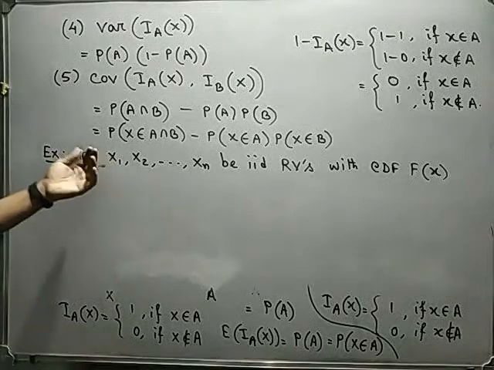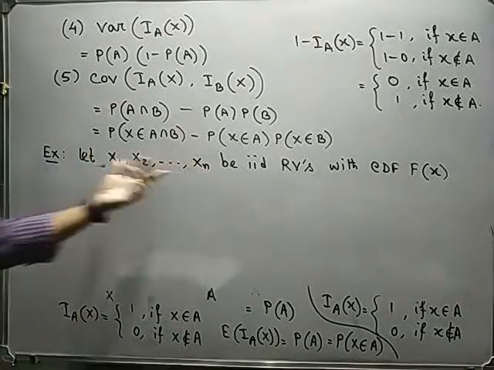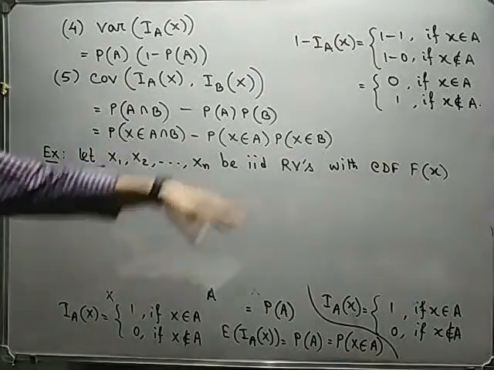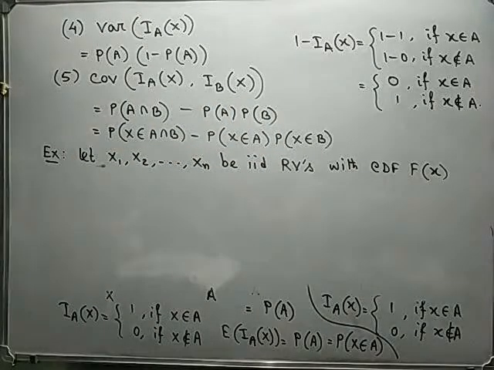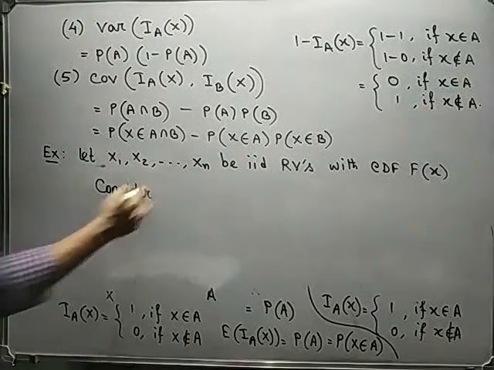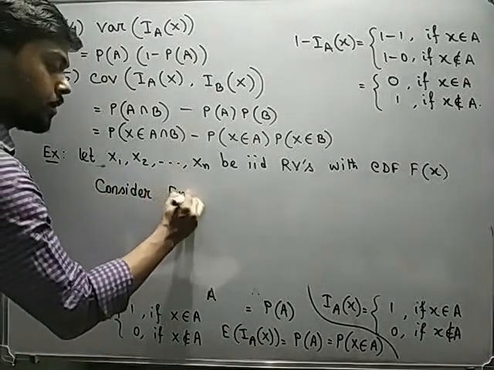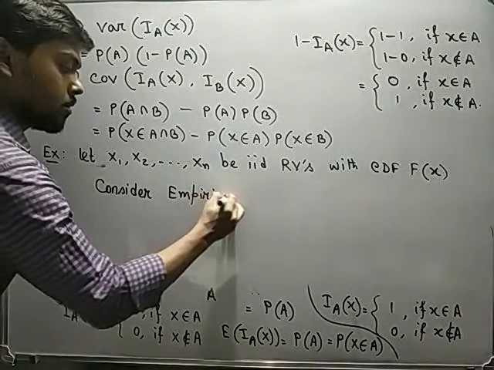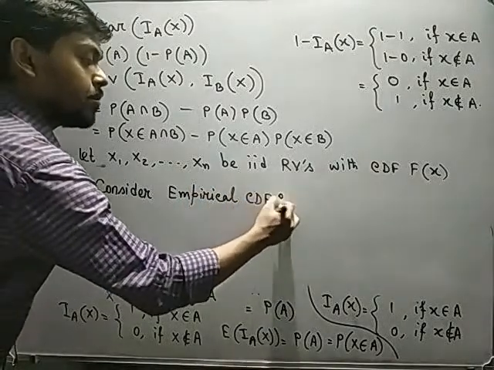So we don't know whether the random variables are continuous or discrete. That's why I'm denoting it by CDF. Now consider the empirical CDF. Now what is an empirical CDF?